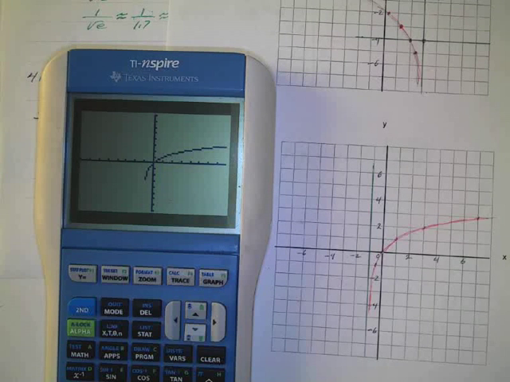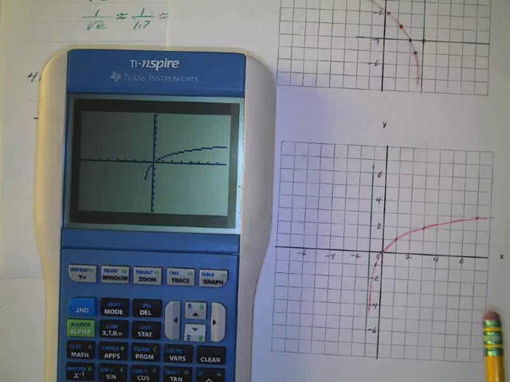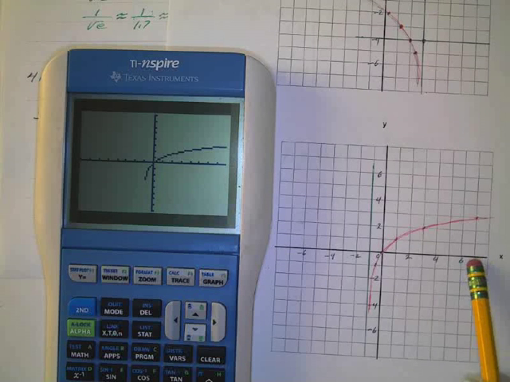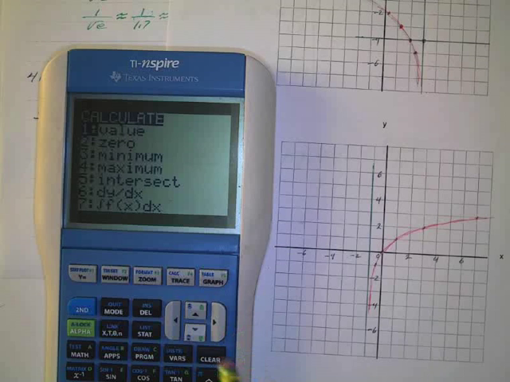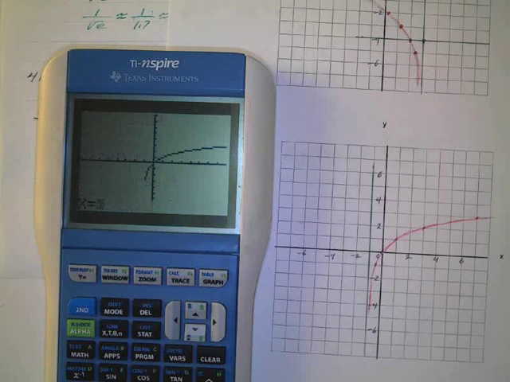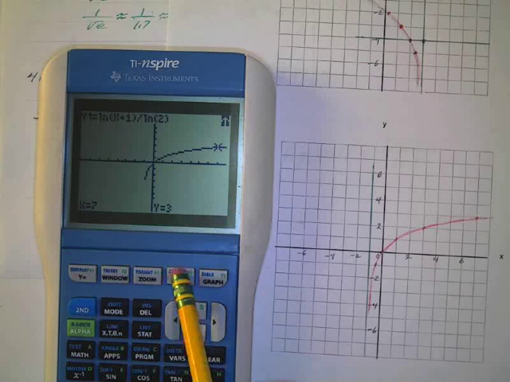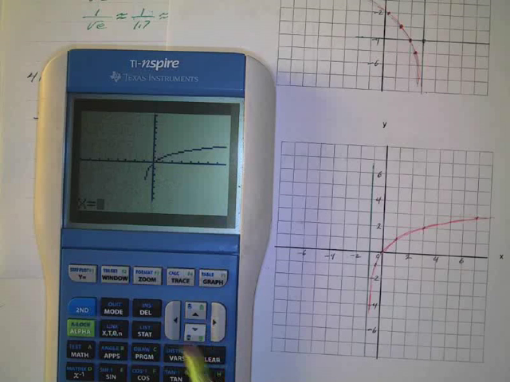And you could always check some values. Remember, just to check, I said when x is 7, we should get 3. So we can always just check this. Let's go second calculate, value, enter. When x is 7, what do we get? y equals 3, just like we worked out in our table. And when x is 3, what did I have? I had 2. Enter. That says y equals 2. So we can get all those.